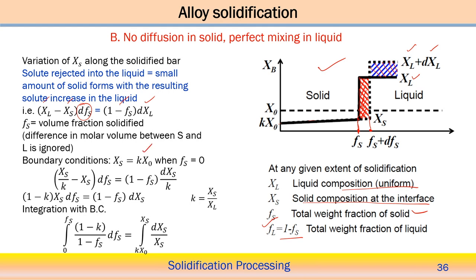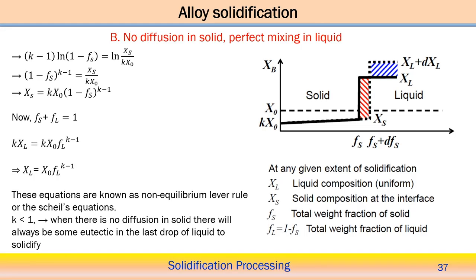With this condition we can find the expression for xl minus xs, and we use k equal to xs by xl. So xl equals xs by k, and xs by k minus xs, into dfs, equals 1 minus fs into dxl. Similarly dxl we represent as dxs by k. From there we can make the balance and integrate with the boundary conditions, changing the limits from 0 to the solid fraction fs, initial to final. At initial, when fs is 0, xs was kx0. So here kx0 to xs, at some intermediate temperature, is the solid composition xs.